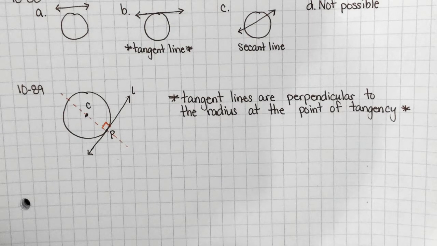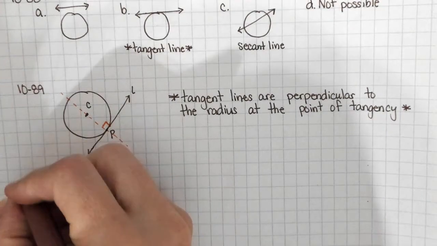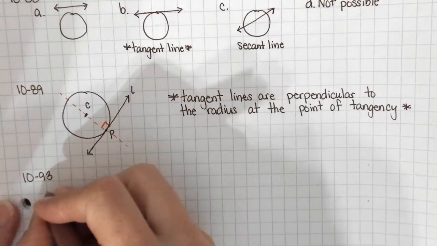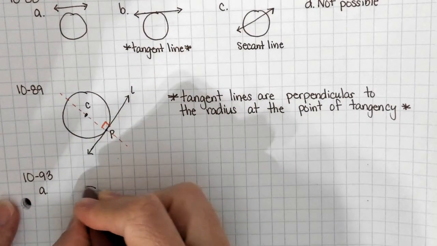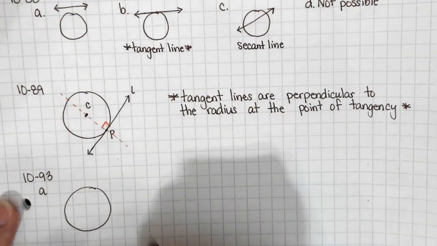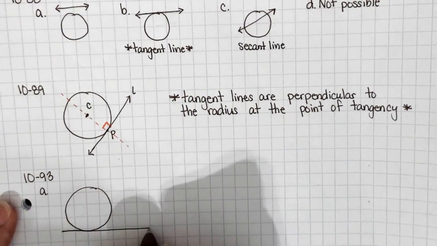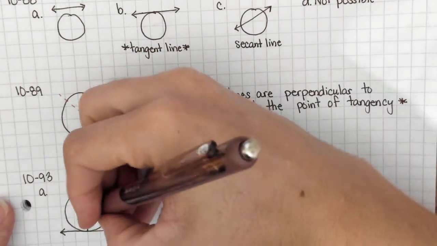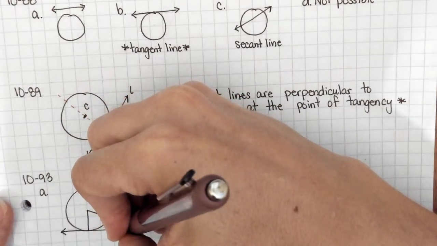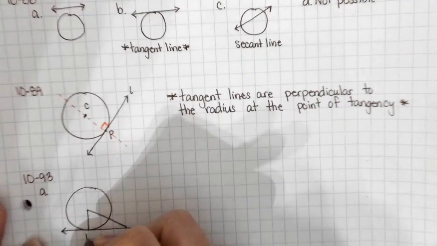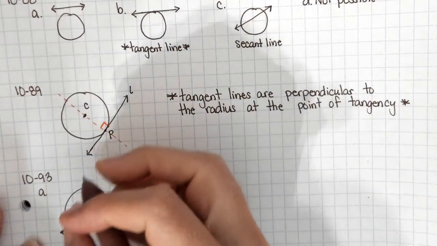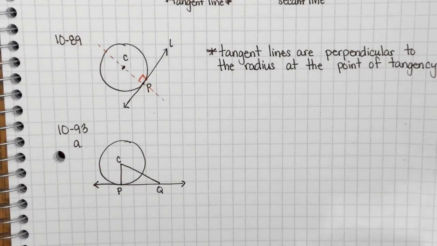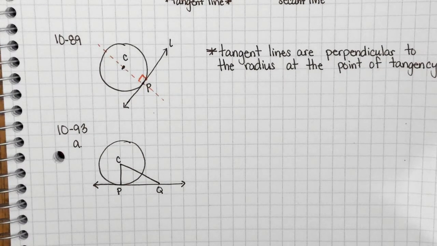So for problem 93, we're just going to apply some of this stuff. And it's a good mix of review here. So let me draw the picture for A, and then it gives us a lot of things. Hopefully you're following along in your book. Okay, so that's what the picture looks like, and it tells us a few things.